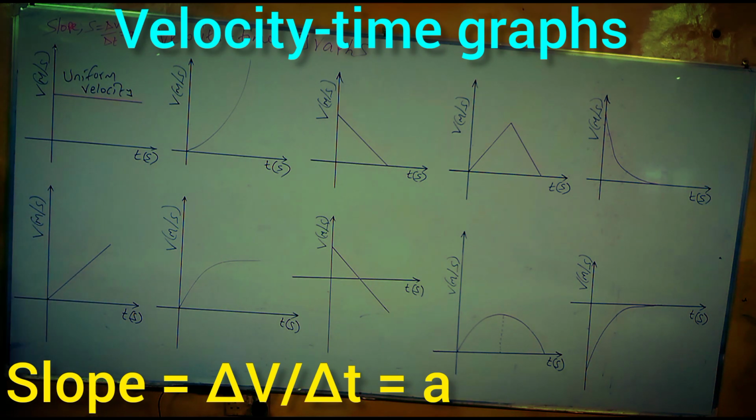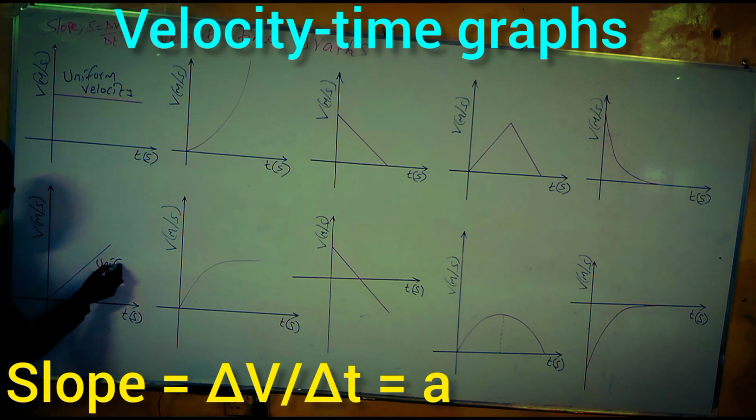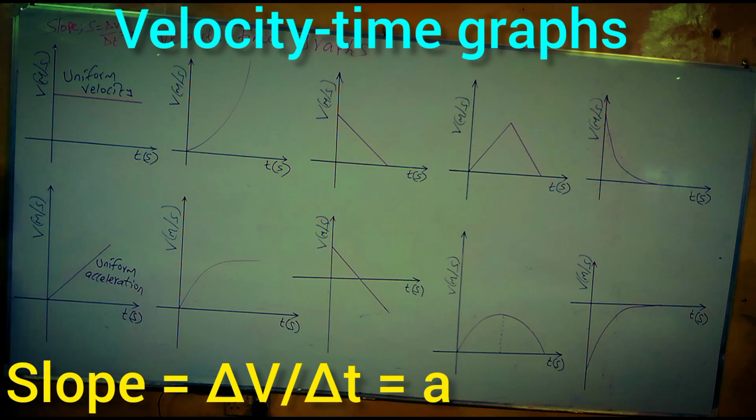Let's look at this other one here. The acceleration is constant. In other words, slope is the same everywhere. That means the body is moving with uniform acceleration. We have said uniform acceleration means uniform slope.